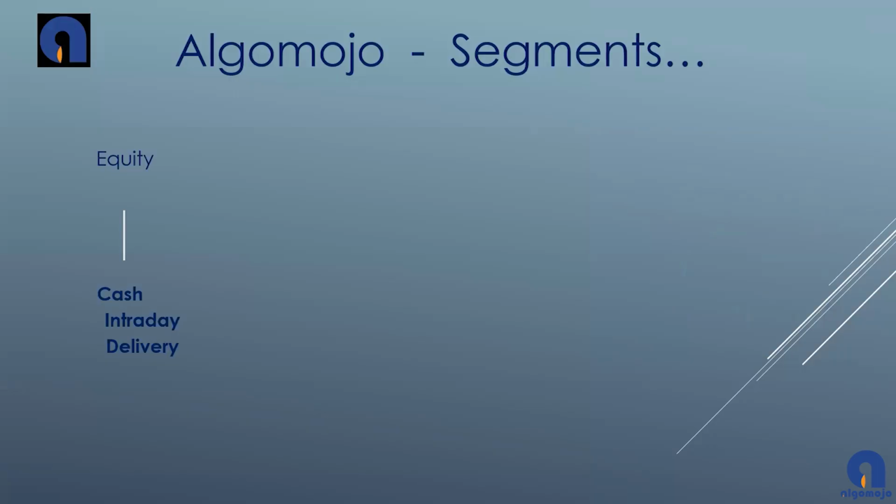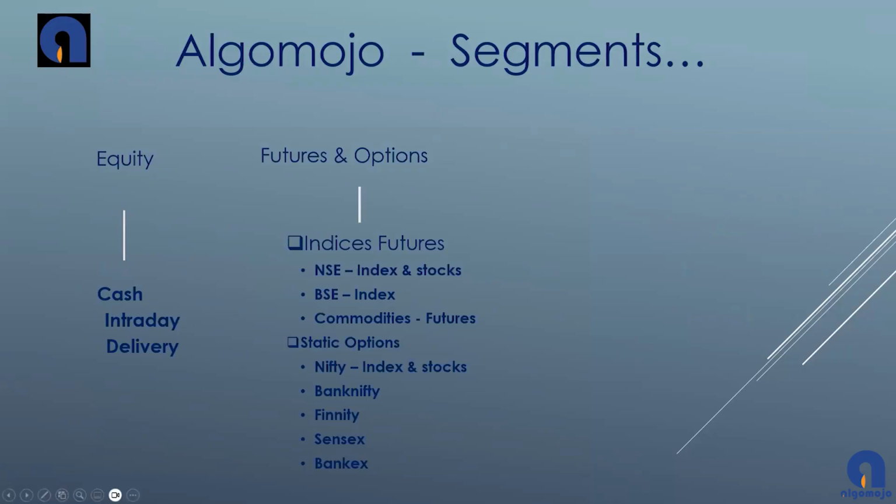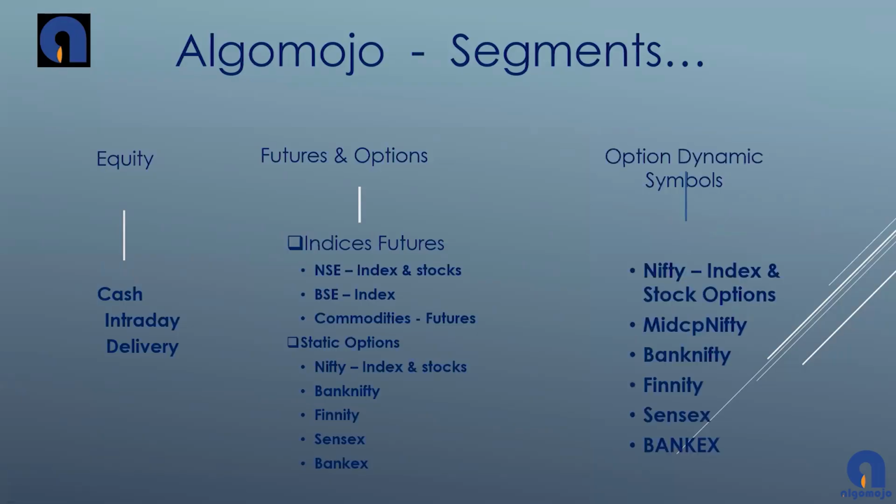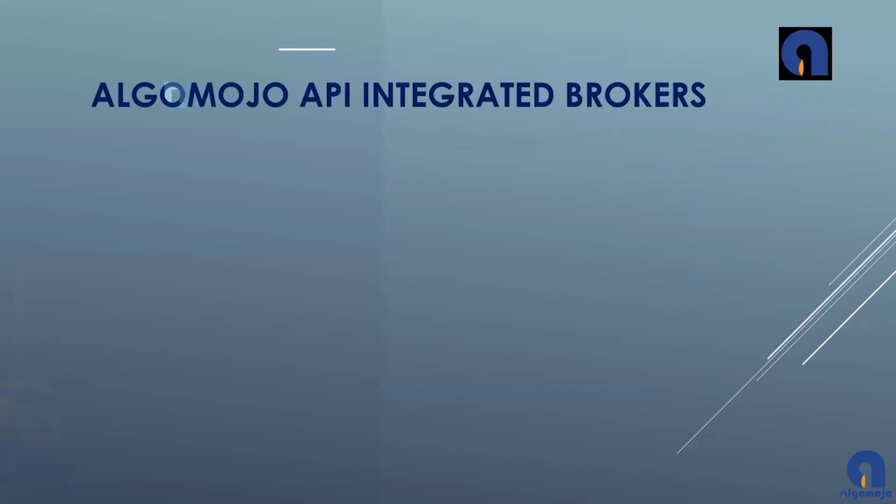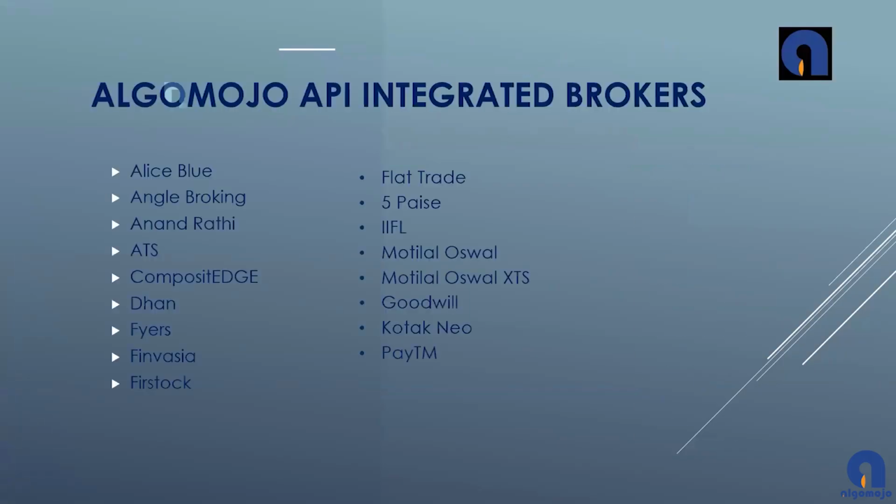The segments that you can trade include cash segments, which could be intraday or delivery. It could be futures and options in NSE, BSE, commodities, and you can do dynamic options for various instruments, wherein we can pick up the ATM, ITM, OTM. You get up to 20 strikes to choose from ATM or OTM, depending on the instrument that you are trying to trade. We have currently integrated with close to 27, 28 brokers.